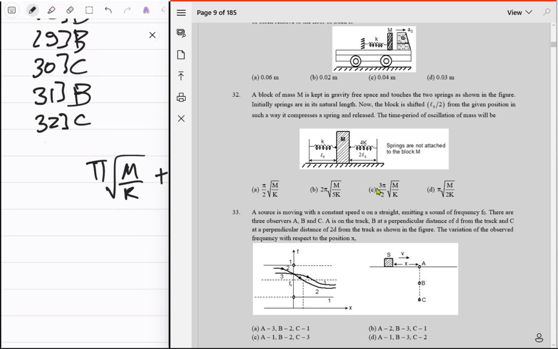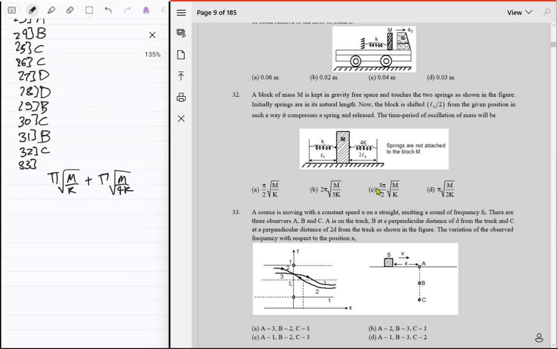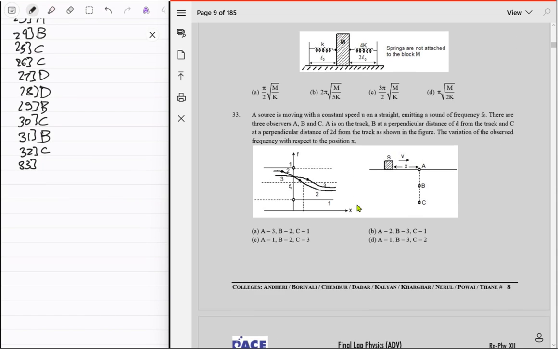Next question. Next is 33, which is what? A source is moving with constant speed u on a straight line, most likely, emitting a sound of frequency f naught. There are three observers A, B, C. A is on the track. B is at a perpendicular distance of D from the track, and C at a perpendicular distance of 2D from the track as shown. The variation of the observed frequency with respect to the position x.